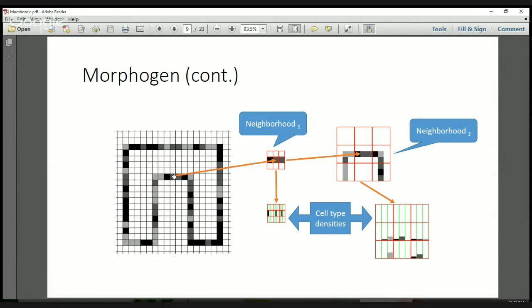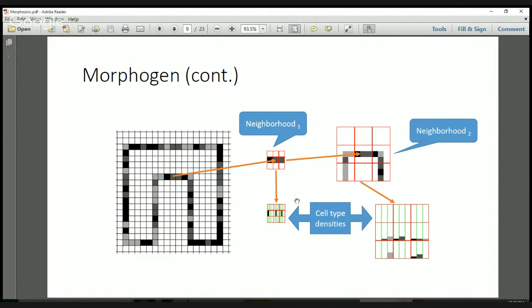Here's a neighborhood. This is neighborhood sub 0, that one cell. Here is neighborhood sub 1, which is a 3x3 in this case. And here's a 3x3 of smaller ones, neighborhood sub 2, which contains 9 sectors, each of which is a neighborhood sub 1 entity. Down here we have the cell type densities.